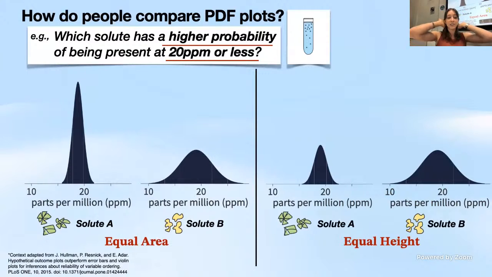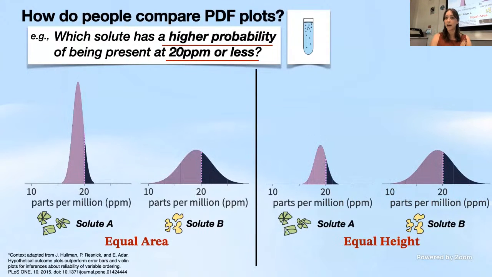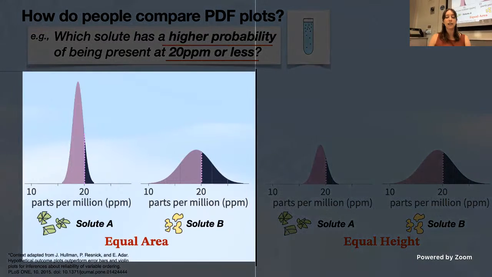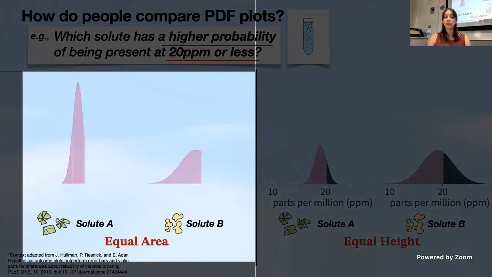How are we going to answer this question? Well, first, we'll find 20 on the x-axis. We'll trace it upwards till we hit the top of the curve, and we'll shade in the area under the curve that correlates with 20 parts per million or less. And now if we look at the equal area side, if we want to find which solute has a higher probability, we can simply compare the partial areas under the curve, see that solute A is bigger, and then come to that conclusion. That's our right answer.